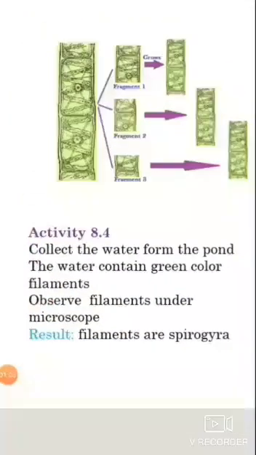For this activity, for example, if you collect a water sample from a pond and observe it, you can find some thread-like green color structures in the sample. Observe these fragments under the microscope. There you can find many filaments. These filaments are called Spirogyra.